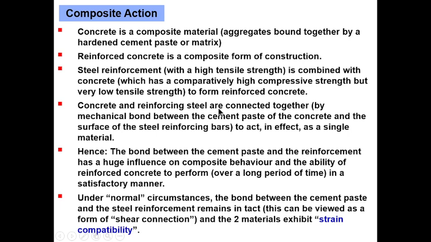Concrete and reinforcement steel are connected together by mechanical bond between the cement paste and the steel. So the bond between cement paste and reinforcement has a huge influence on composite behavior and the ability of reinforced concrete to perform. Under normal circumstances, the bond between cement paste and steel reinforcement remains intact. This can be viewed as a form of shear connection, and the two materials exhibit strain compatibility.